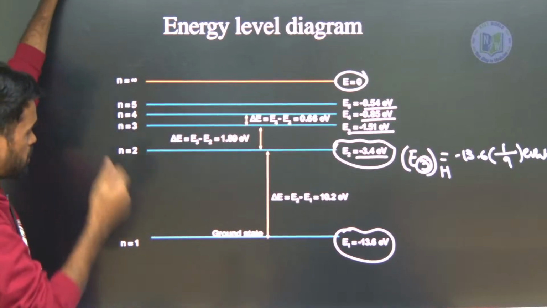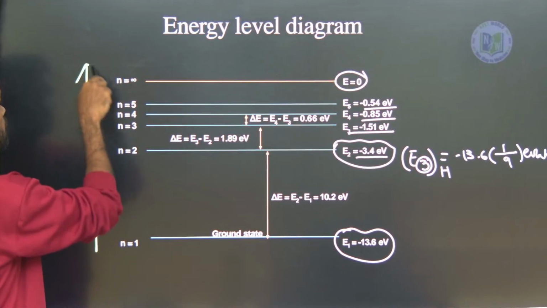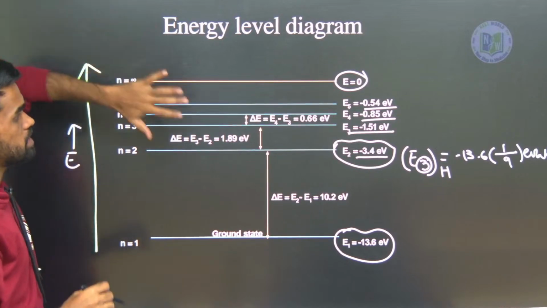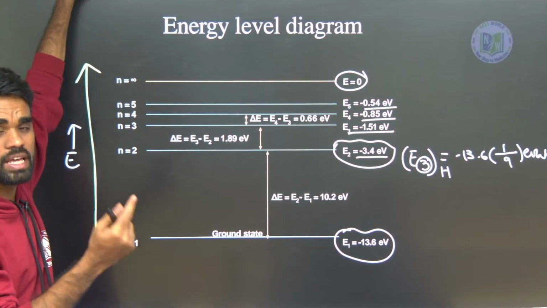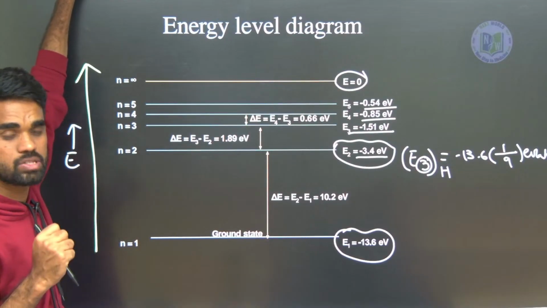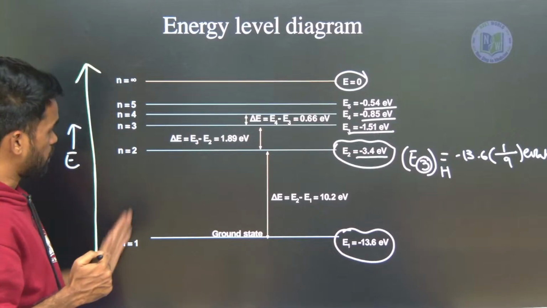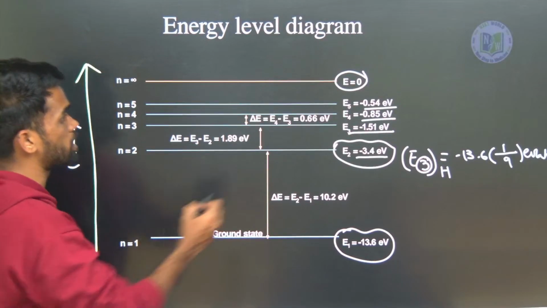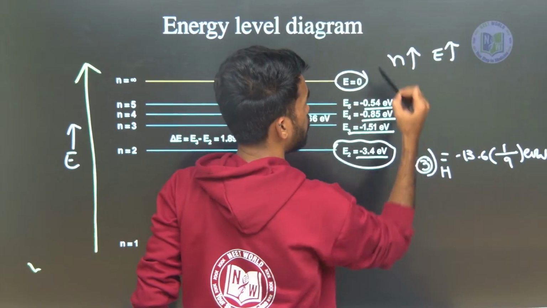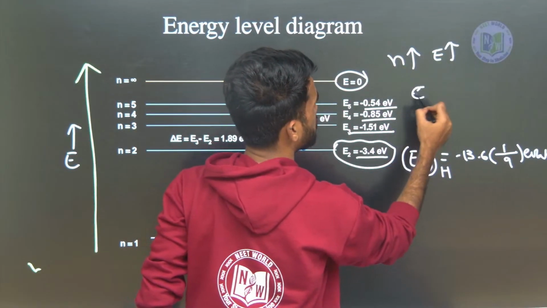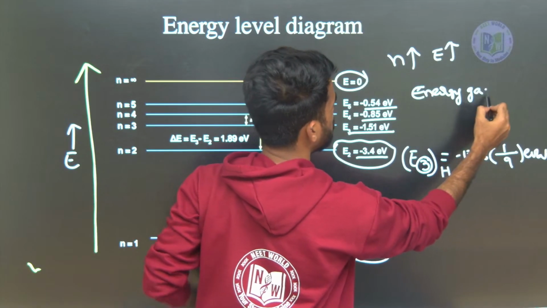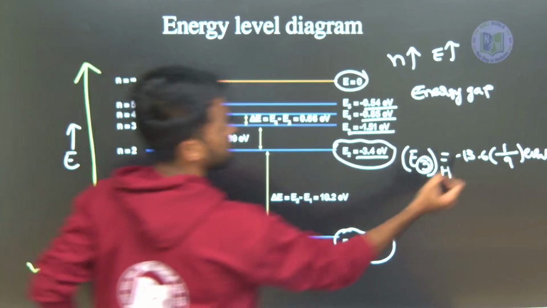Okay, if you observe, this is the energy coordinate we can consider. So as we move away from the nucleus, the energy of an electron present in the nth orbit is increasing. Energy increasing means stability decreases, you can understand. Now, as n value increases, what happens? As n value increases, energy also increases. But the energy gap between these levels is getting decreased.